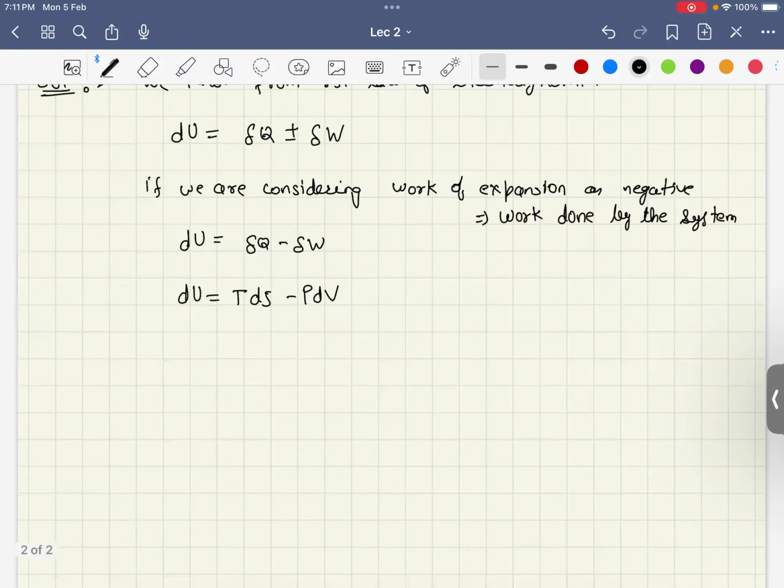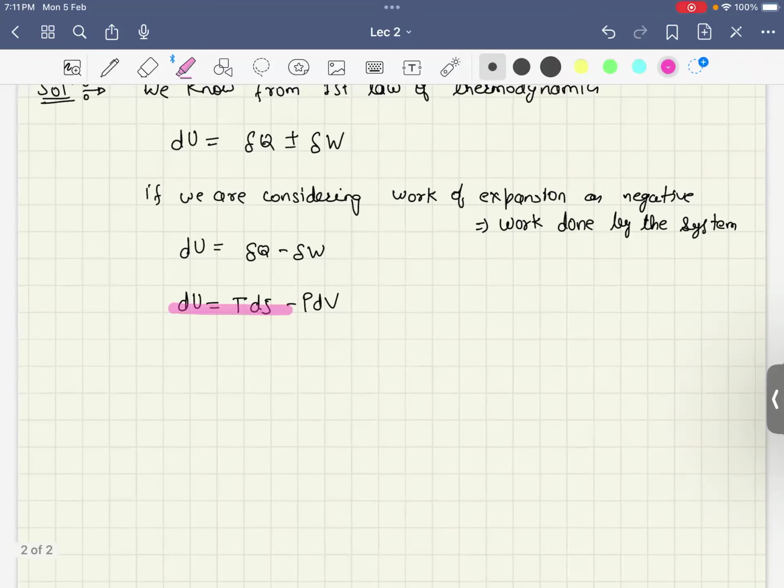Do you have any confusion, like in this, what if work of expansion we take positive? Do you have that? No. Okay. So this is the expression. Okay, so we are going to highlight this one first of all, that this is one of the basic expressions.